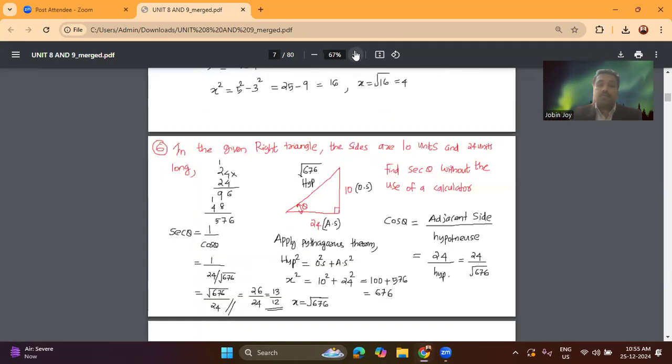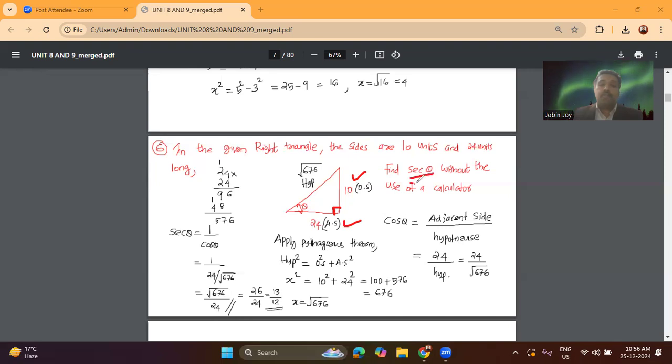Next question. Question number 6. In the given right triangle, one side is 10 units and another is 24 units long. So this is the right angle triangle, and here this angle is theta. This figure is given. This angle is theta, and this side is 10 and this side is 24. The side opposite to this angle is called the opposite side. So this 10 units is the opposite side, and this 24 units is the adjacent side, because the side opposite to the right angle is called hypotenuse. So this is the hypotenuse.